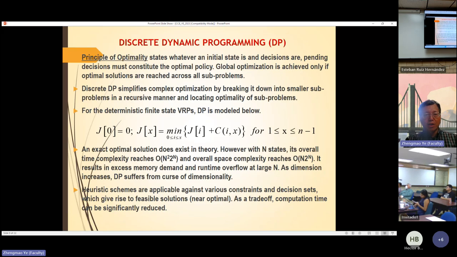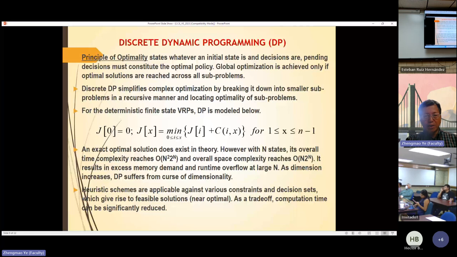So let's take a look at the discrete dynamic programming. The principle of optimality states, whatever the initial state and the decision are, the remaining decisions must constitute the optimal policy. So in this case, the global optimization is achieved only if the optimal solutions are reached across all subproblems. Our discrete DP simplifies the complex optimization by breaking it down into smaller subproblems in a recursive manner, and then locating the optimality of subproblems.